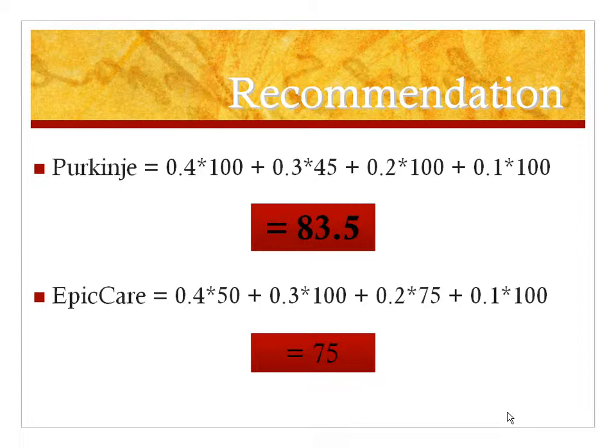To come to a final consensus, the products of the attribute weight and attribute level are all added together, specific to each vendor. Thus, a final rating is produced, with the higher rated vendor being the more desired of the 2. As you can see, Purkinje came out with a higher rating than Epicare and is the final recommendation to the participating experts.